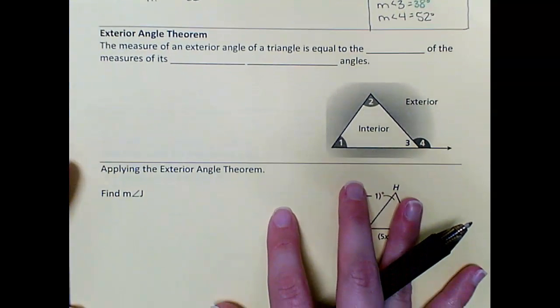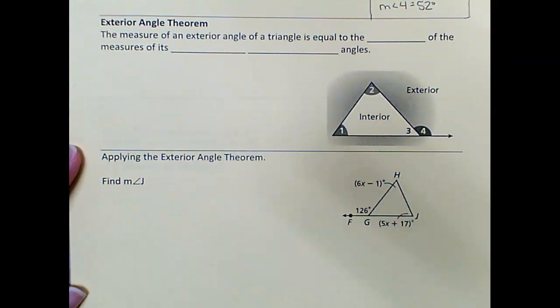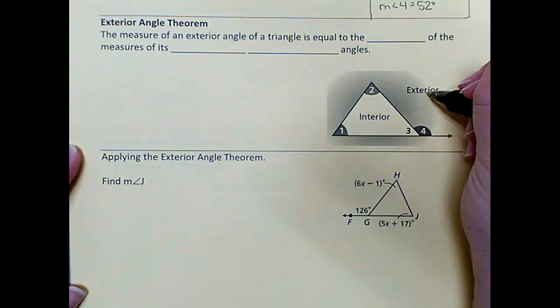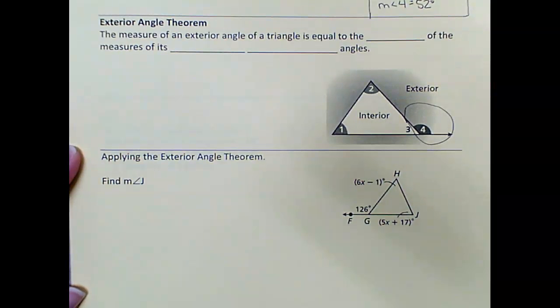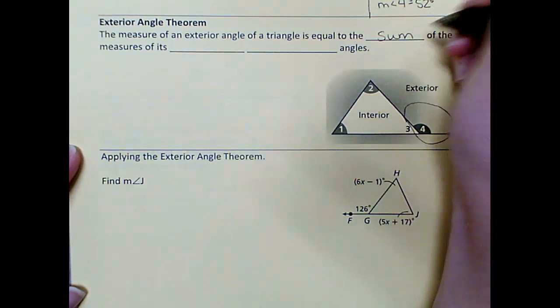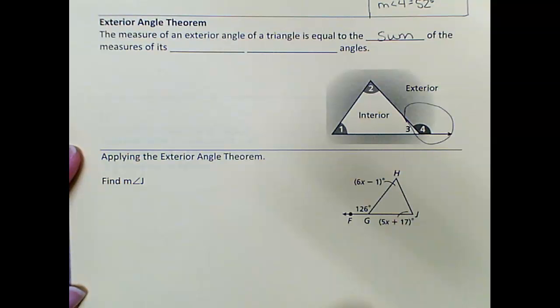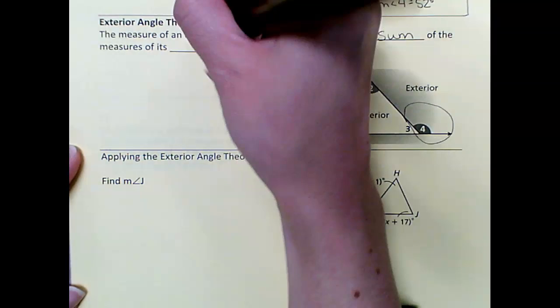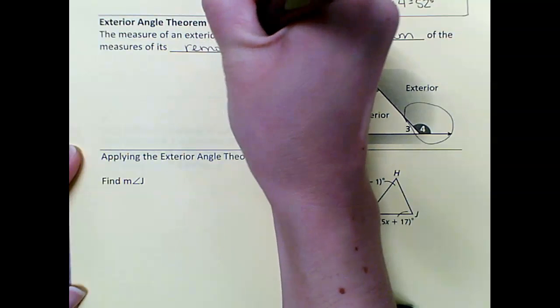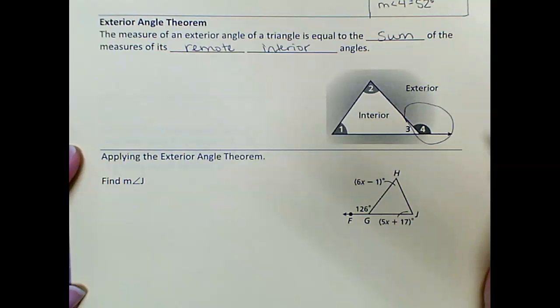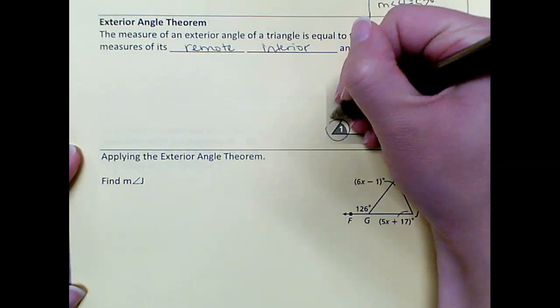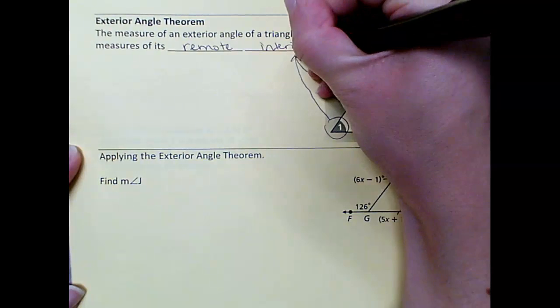The exterior angle theorem states that the measure of an exterior angle of a triangle, so it's talking about this right here, exterior meaning on the outside, so this angle measure right here, is equal to the sum of the measures of its remote interior angles. So the remote interior angles it's talking about are angles 1 and 2.